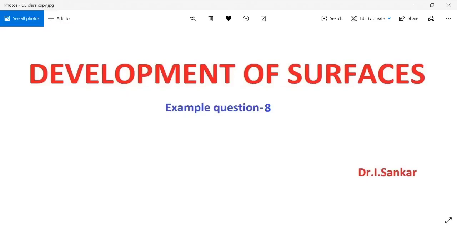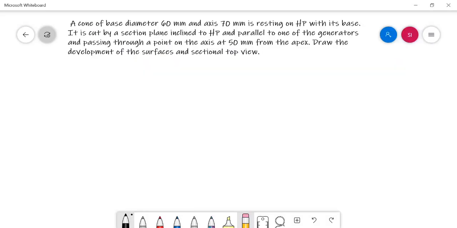Welcome dear students. In this video lecture, we are going to draw the development of a truncated cone. This is the problem. A cone of base diameter 60 mm and axis 70 mm is resting on HP with its base. It is cut by a section plane inclined to HP and parallel to one of the generators and passing through a point on the axis at 50 mm from the apex.